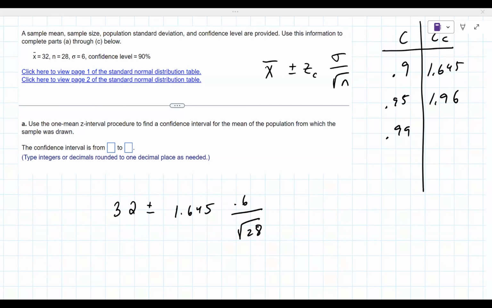And I will do the same thing. All right, so it says here to round to 1 decimal place. So for the lower limit, it's 30.1. And for the upper limit, it's 33.9. Is that what you have?